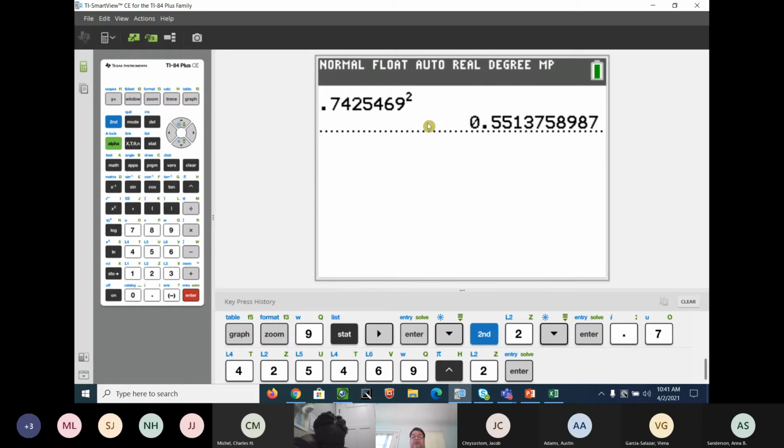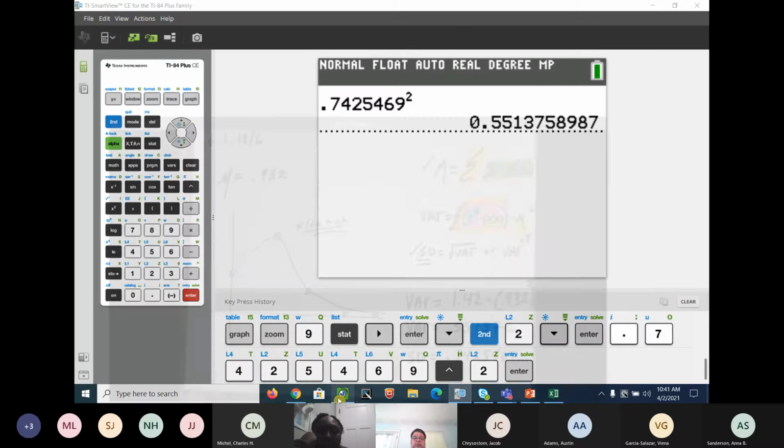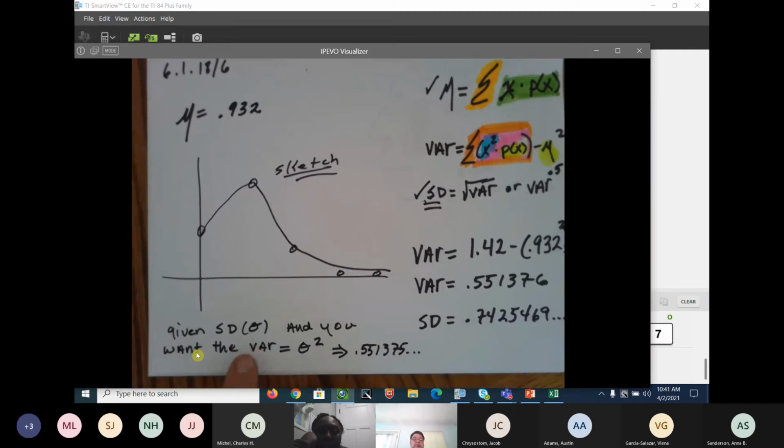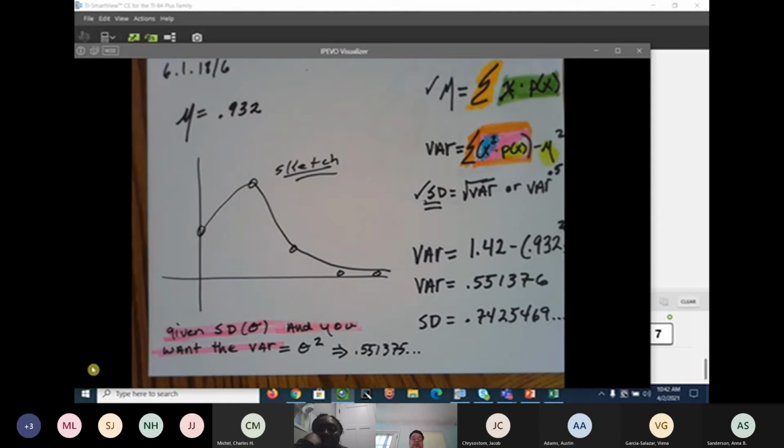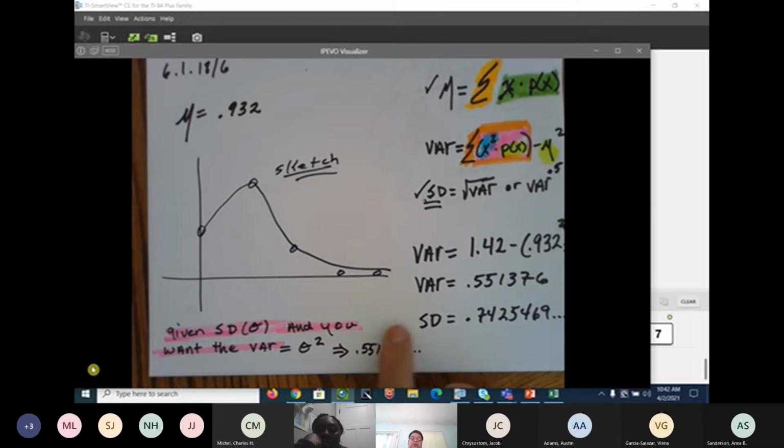That is a standard test question, because sometimes they'll give you the standard deviation and ask you for the variance, and that's how you find it. There it is right there. You might want to highlight that. If you're given the standard deviation and they want the variance, the variance is equal to the standard deviation raised to the second power, which is this number raised to the second power, which is that number right there.